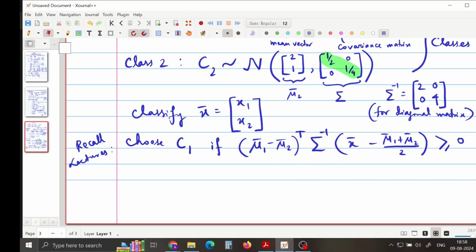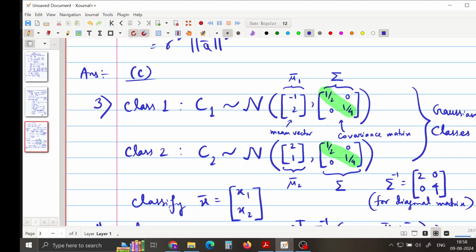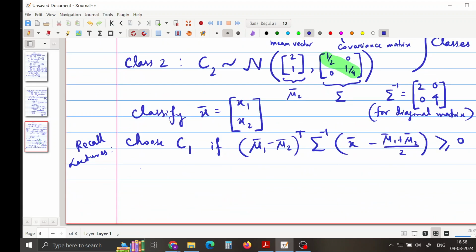All right. So, what is mu one bar minus mu two bar? Let's now compute. You are given mu one bar and mu two bar, so you can subtract these two vectors. Mu one bar is minus 1, 2, minus mu two bar is 2, 1. Take the transpose of this whole vector, and sigma inverse we just wrote is 2, 0, 0, 4, right?